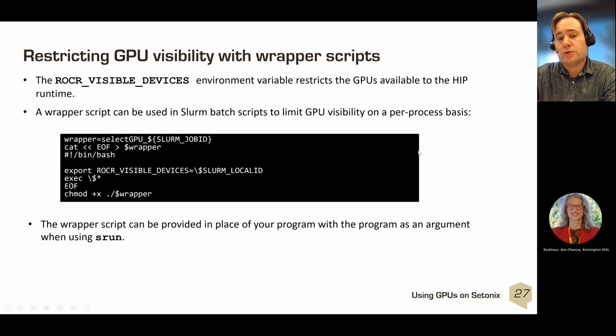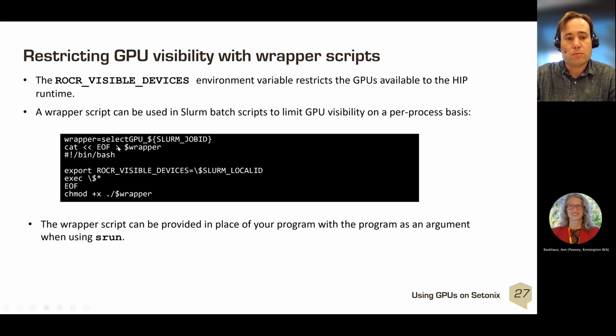You can also restrict GPU visibility with wrapper scripts. There's an environment variable called ROCR_VISIBLE_DEVICES that restricts the GPUs that are visible to the HIP runtime. This wrapper script can be used in your Slurm batch scripts to select which GPUs particular processes can see. This snippet shows where we're coming up with a name for the wrapper script, and this is just select_gpu_ and the Slurm job ID. So there's a different wrapper script for each Slurm job.